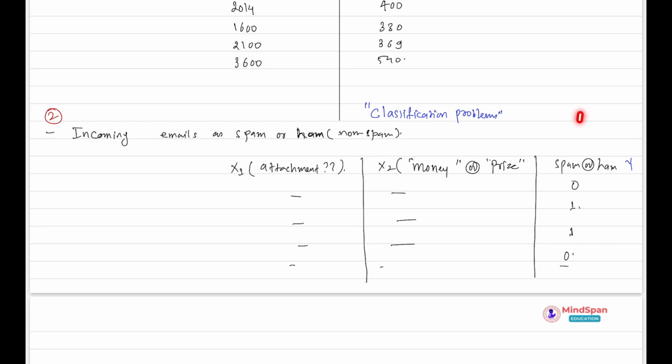maybe 0, 1, 2, 3, any discrete value, any number of discrete values, it is not necessary that it takes only two values like 0 and 1, it can take any discrete value, right.